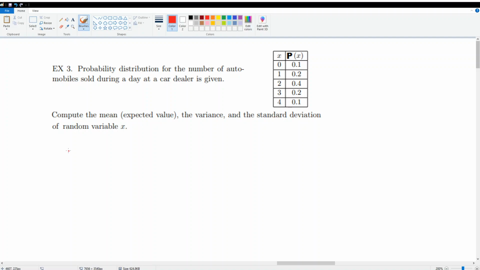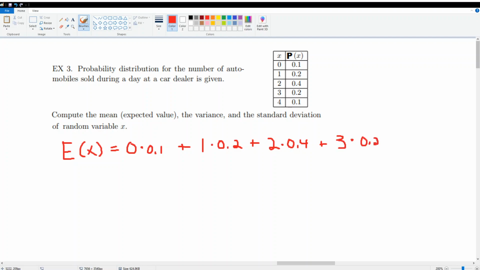All right, let's start with our expected value. We're going to have 0 times 0.1, our x value times the associated probability. And then we're going to have 1 times 0.2. We'll then have 2 times 0.4. Then 3 times 0.2. And then 4 times 0.1.